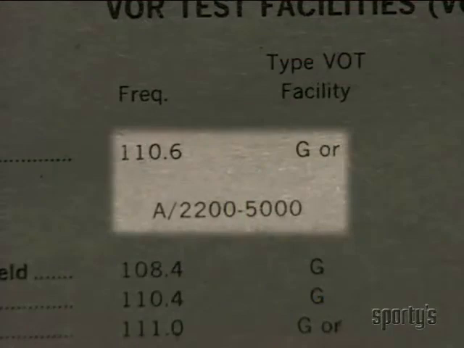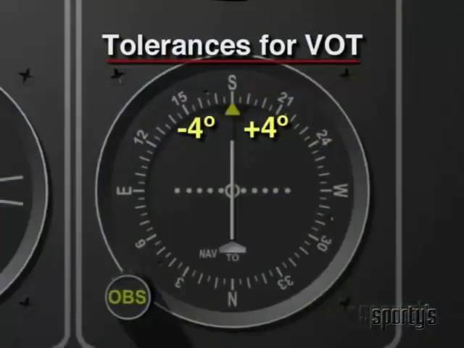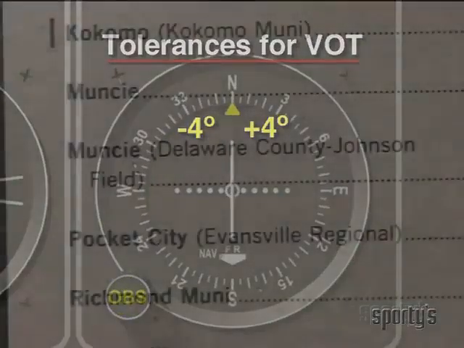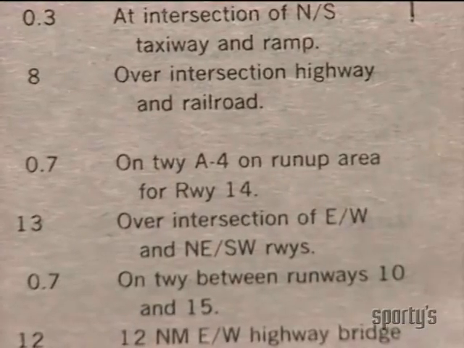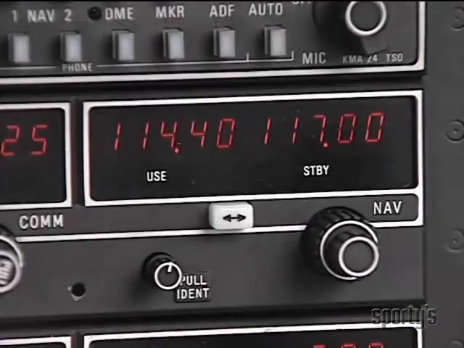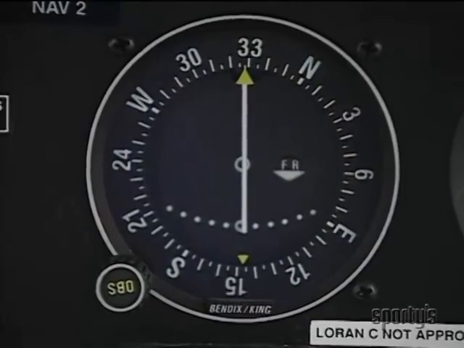Some VOTs can be used on the ground or in flight. Others can only be used on the ground. On the surface and in flight, the tolerances are plus or minus 4 degrees of 180 degrees to and 360 degrees from indications. Designated surface checkpoints are places on an airport. On taxiway A4 on the run-up area for runway 14, the airplane is on the 328-degree radial of the Muncie VOR. To use the checkpoint, position the airplane on the designated spot. Tune in the VOR, and the CDI should center within 4 degrees of 328 degrees with a from indication, or 148 degrees with a to indication.